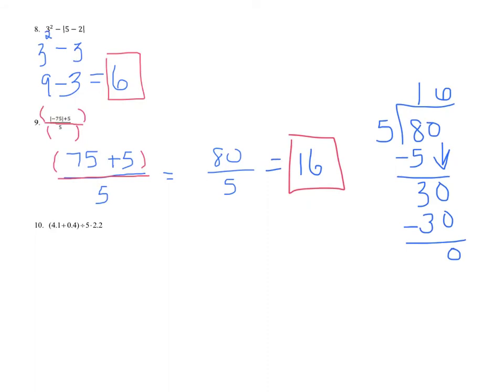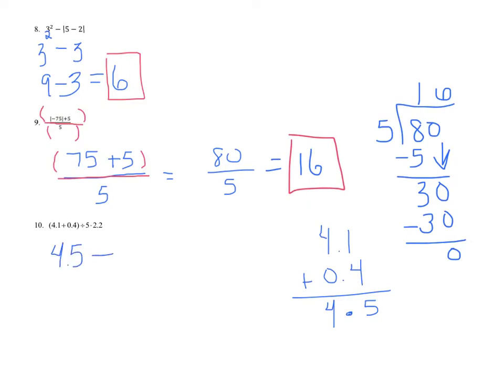Okay, on to number 10. So first we start with parentheses, and I see I have 4.1 plus 0.4 within my parentheses. Well, it might be useful to pull that off to the side. I have the 4.1, which I'm adding to the 0.4. Remember, when adding decimals, we line up those decimal places and then add normally. So 1 plus 4 is 5. Bring down that decimal point right underneath it. 4 plus 0 is 4. Okay, so inside those parentheses, I have that 4.1 plus 0.4 is 4.5.